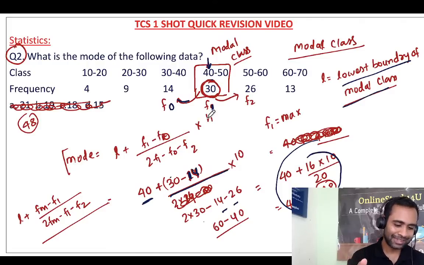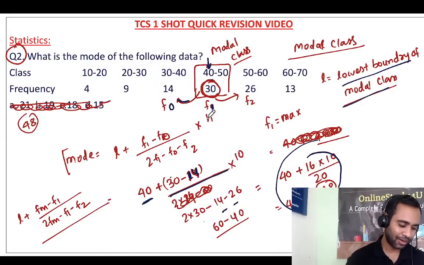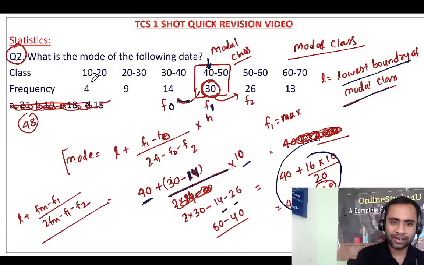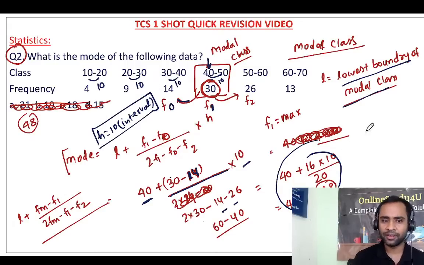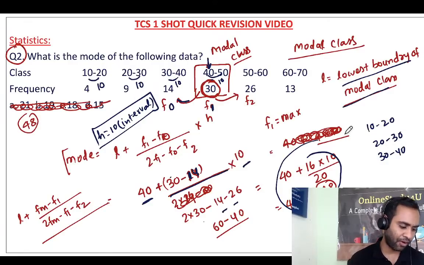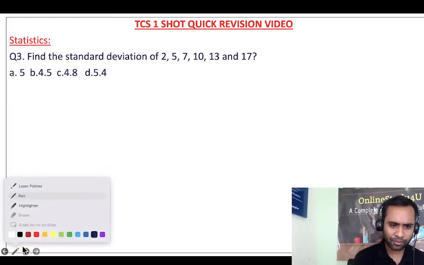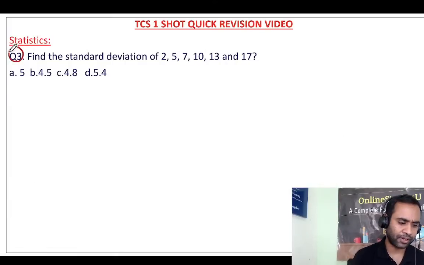First see on this content. If you have any doubt, how to calculate h? So h is nothing but this height. This 10, basically the interval. So the interval h is nothing but this 10. It's the interval of your class, right? So 10 to 20, 20 to 30, it will always be constant. It will be either 10 or 5 or 20. Clear for this?